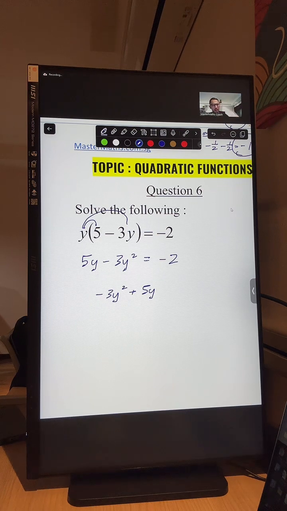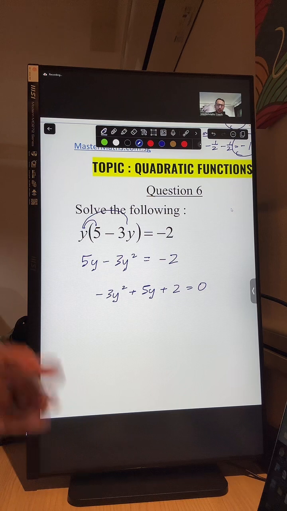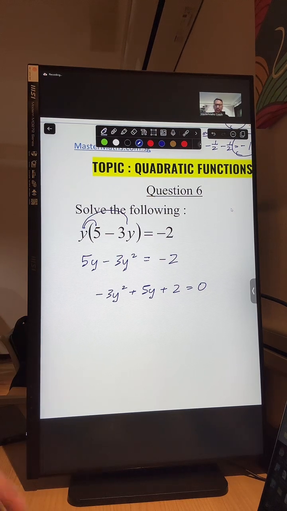Let's bring the minus 2 over. Or the correct way to say that is we add 2 to both sides. So when we add 2 to both sides, this is what we end up with. Okay, so now I'm going to try and solve. Maybe I can use factorization. Let's see if factorization works, because remember, one of the methods of solving quadratic functions is factorization.